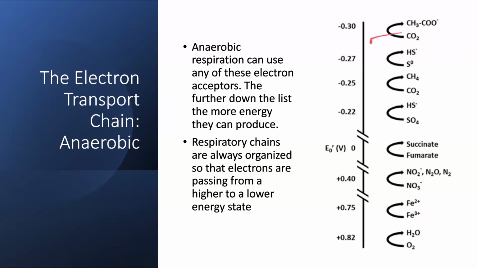All right, so what's going to happen is that if your terminal electron acceptor is here, you're going to produce more ATP than if you had iron. If it's iron, it's going to be more than if you had nitrate. And so again, it's all dependent on what kind of organism it is, and some of them can actually have multiple electron acceptors depending on what kind of environment they're in.